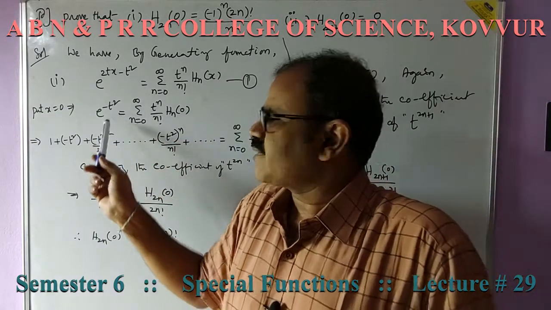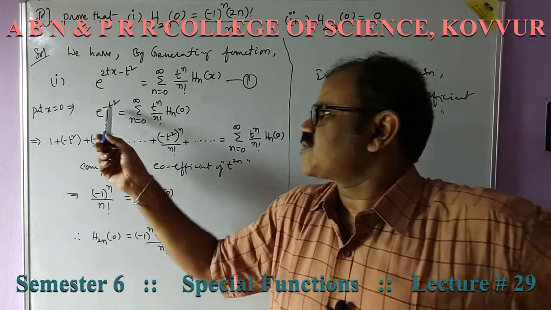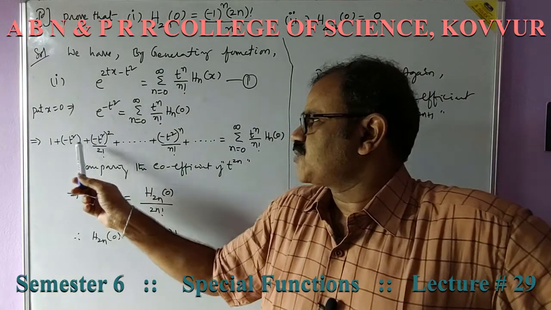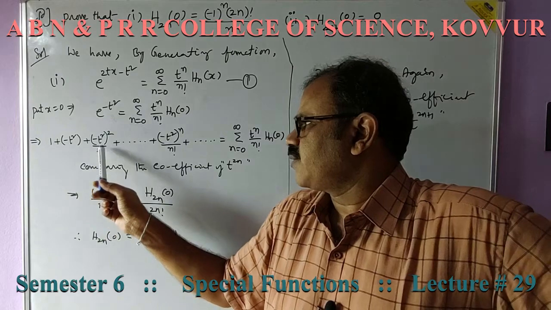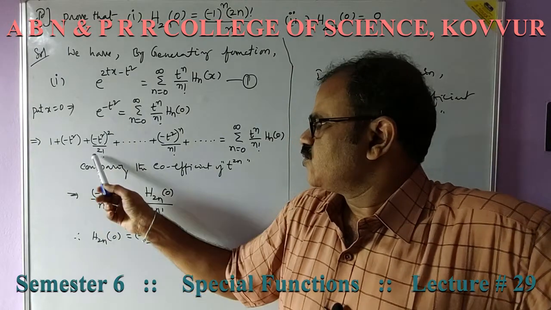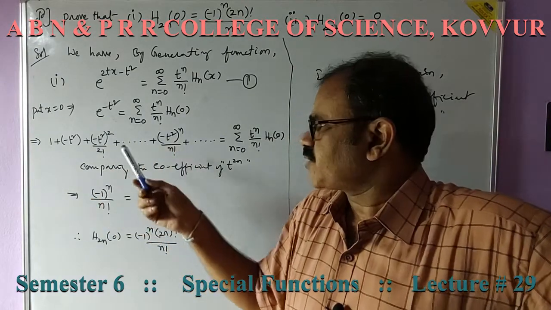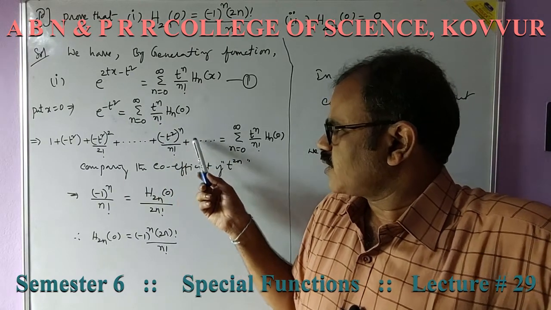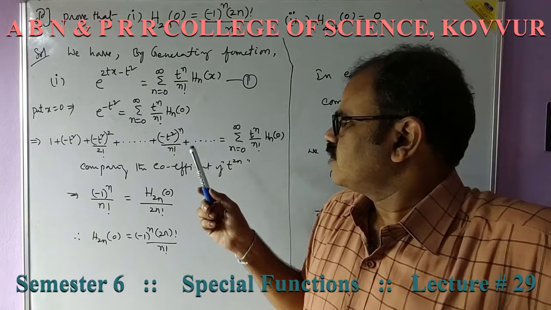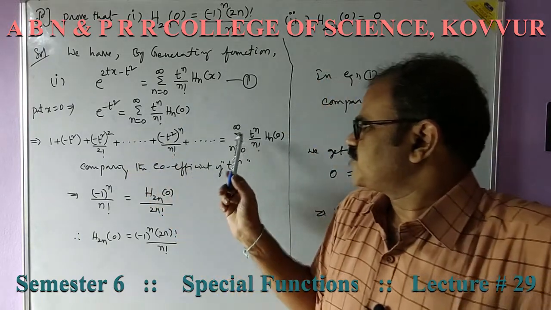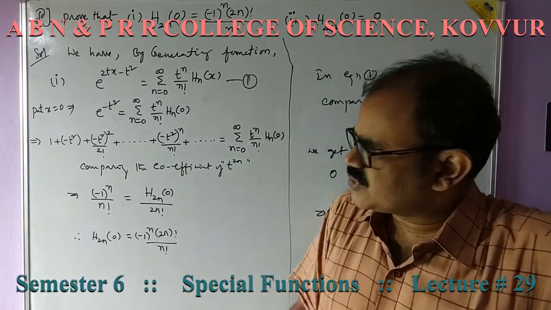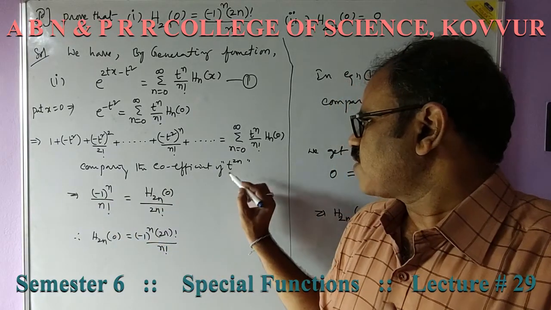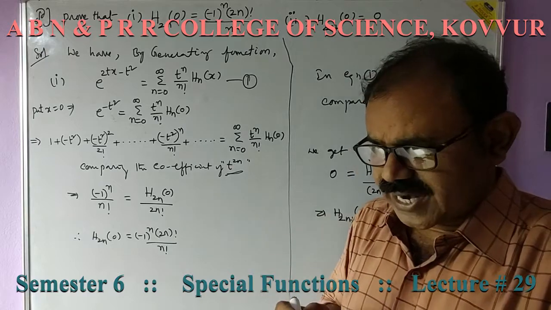On the left hand side, write the expansion of e^x, with x replaced by -t^2. What is the expansion of this? 1 plus (-t^2) plus (-t^2)^2 by 2 factorial plus (-t^2)^3 by 3 factorial, going on and on, (-t^2)^n by n factorial, and so on, is equal to, on the right hand side, the sum from n equals 0 to infinity of t^n/n! into H_n(0). Comparing the coefficient of t^2n on both sides.